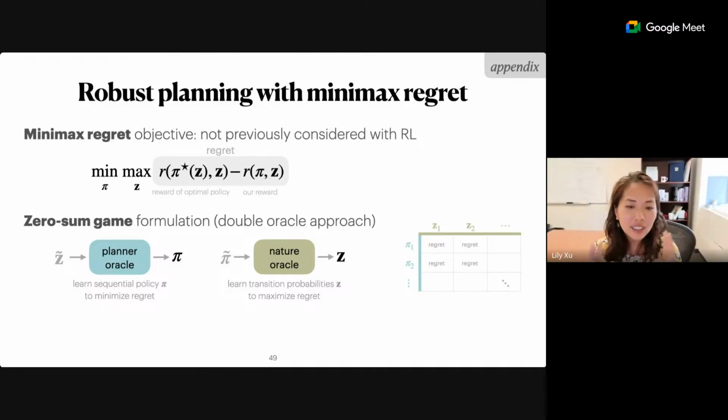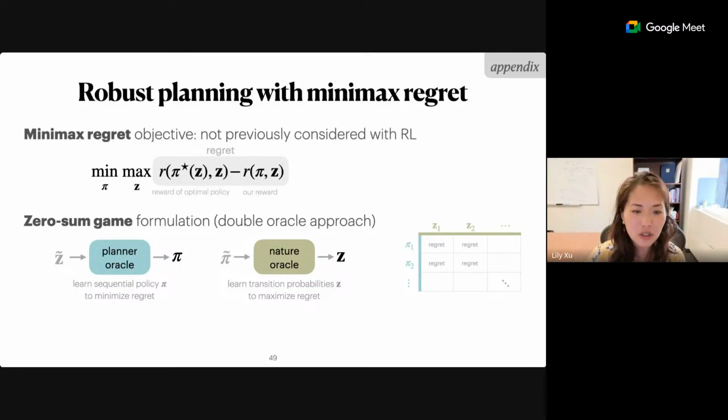And we have this adversary, which is nature, that's setting the environmental parameter, that's finding some transition probability that will maximize regret for the planner. So there's some similarities with curriculum learning, because within each iteration, we're making the problem harder and harder with respect to which actions we've tried so far.